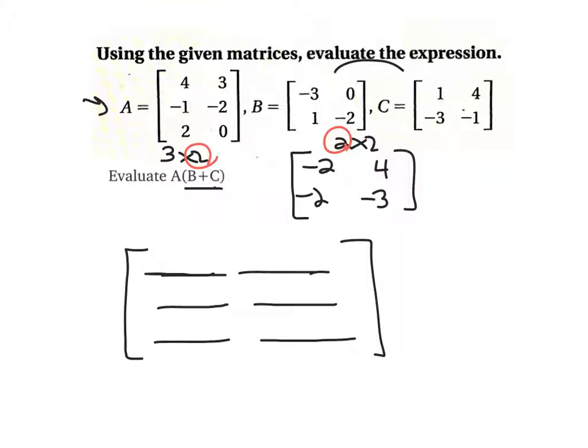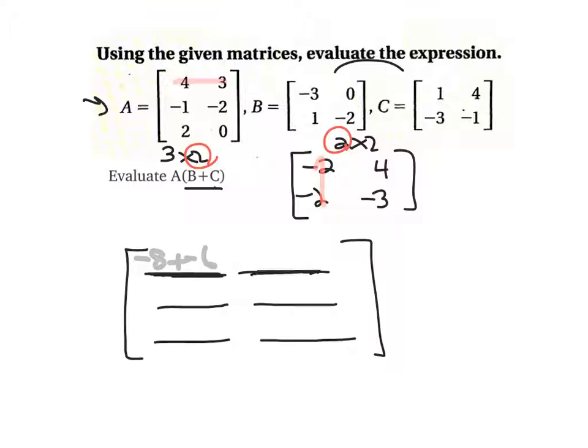Looking first here, my first blank is my first row, first column. So I'm going to take my first row times my first column and just multiply. 4 times -2 is -8. 3 times -2 is -6. Remember, we're going to add those together all the time. We're always adding.